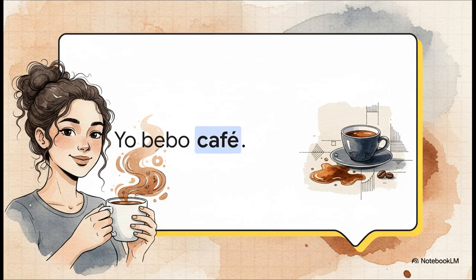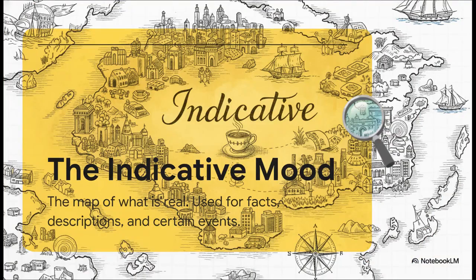Okay, our journey is going to start right here with a woman named Anna. And her story begins with a simple, undeniable fact she tells us. I drink coffee. It's happening right now, it's real, it's solid. This simple statement exists in what grammarians call the indicative mood. The best way to think of it is as the main continent on our map. It's the world of facts, of certainties, of things you can actually touch and see. Anna's coffee? It's right there, in the indicative world.